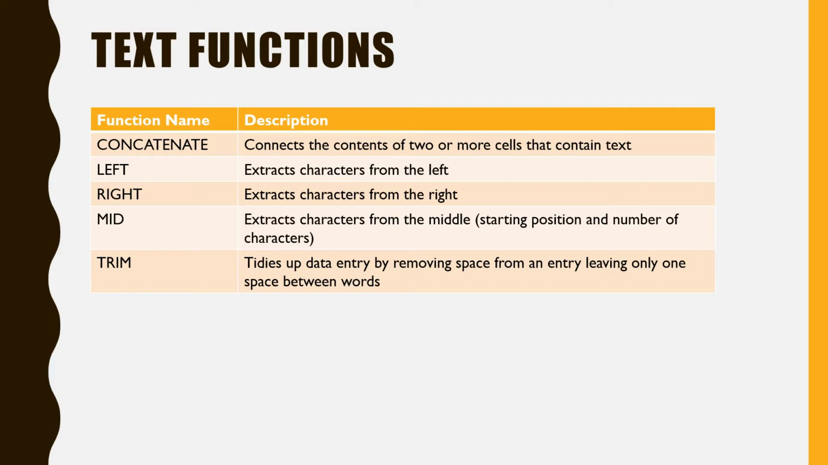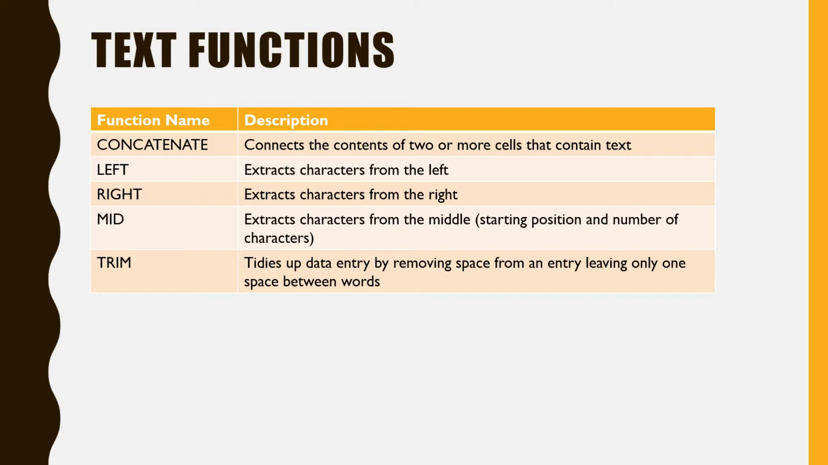Left extracts characters from the left. Right extracts characters from the right. Mid extracts characters from the middle, so you specify a starting position and a number of characters. And trim is used to tidy up data entry by removing space from an entry, leaving only one space between words.